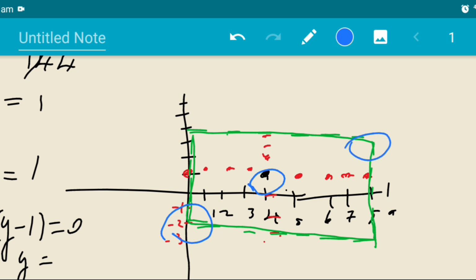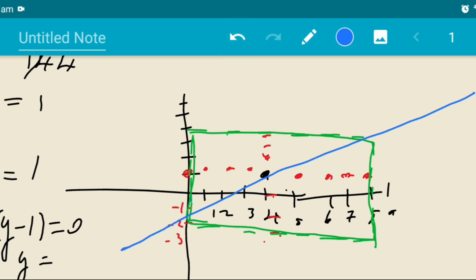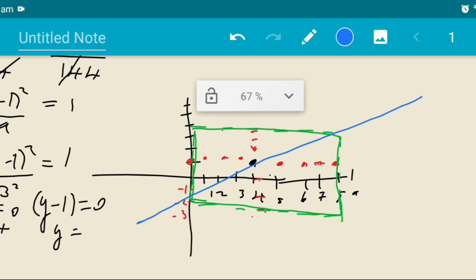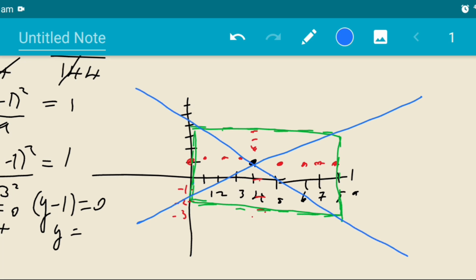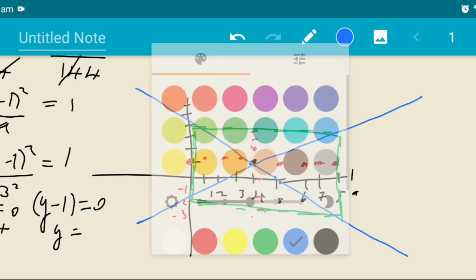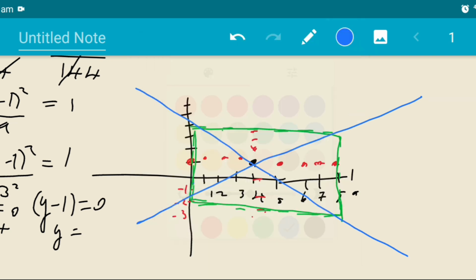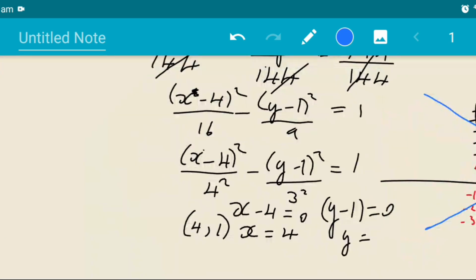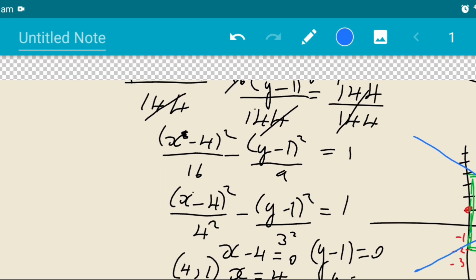Then we do the same: this corner touches the center and goes to the other corner. So our line will look something like this, and the other one will look like that. Then to draw our hyperbola, wait, hold on. Let me just look at this nicely.